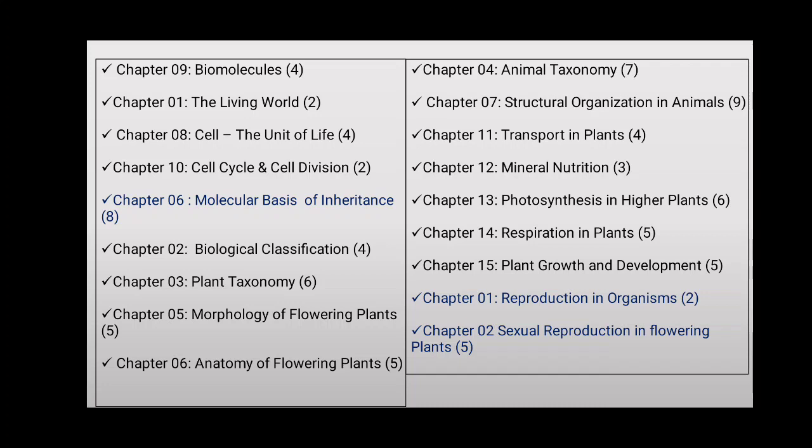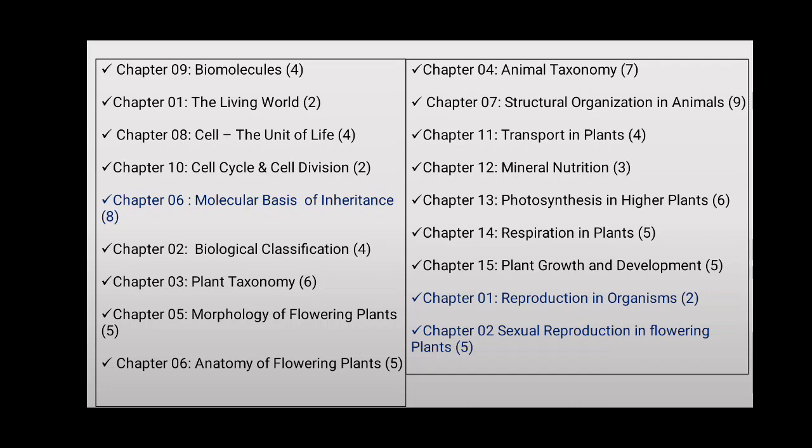First we will talk about the biomolecules, then the living world, then the cell and cell cycle. After studying the cell, we will come to the molecules: what is molecular inheritance, and what are the molecules of life? There are 3 molecules of life: protein, nucleic acid, and carbohydrate. Fat is also a molecule of life, but these 3 are very important: protein, nucleic acid, and glucose.